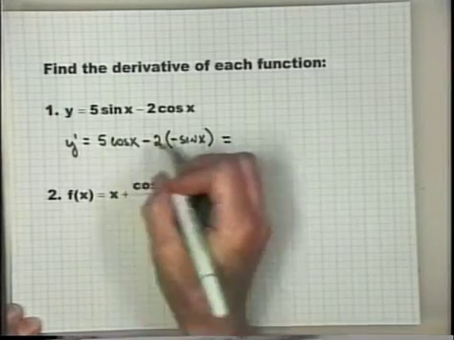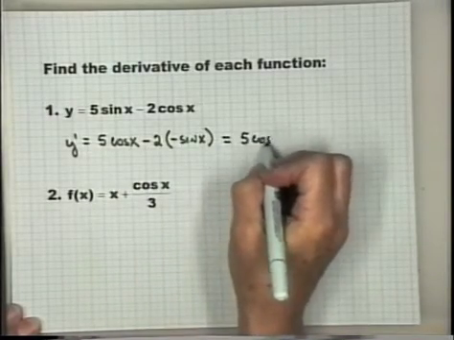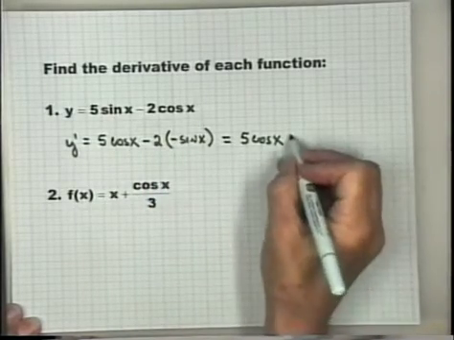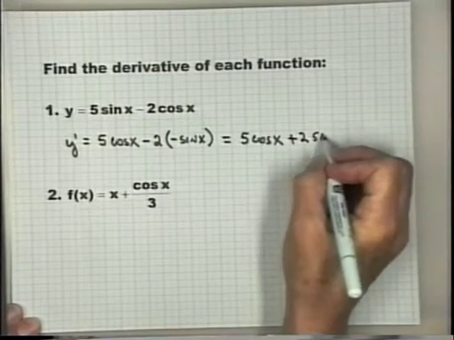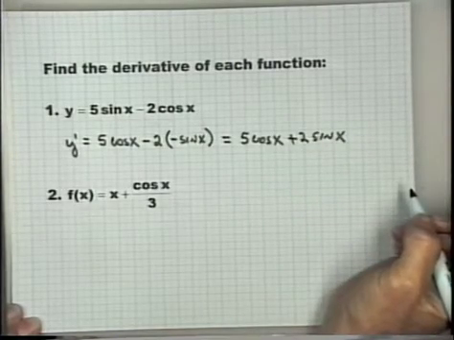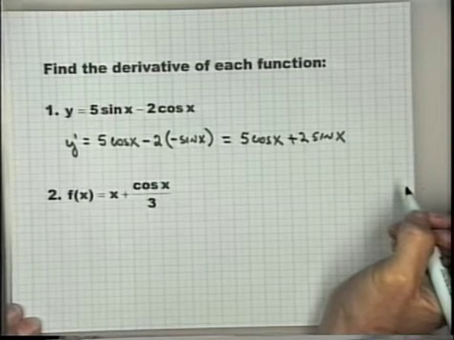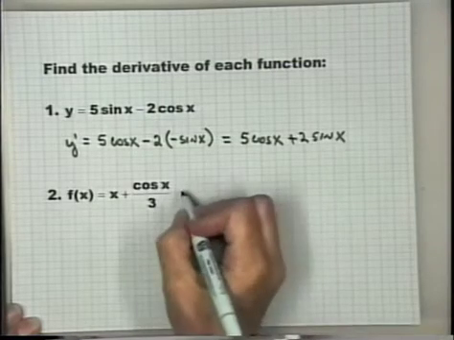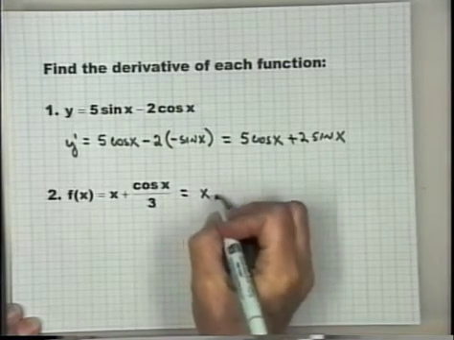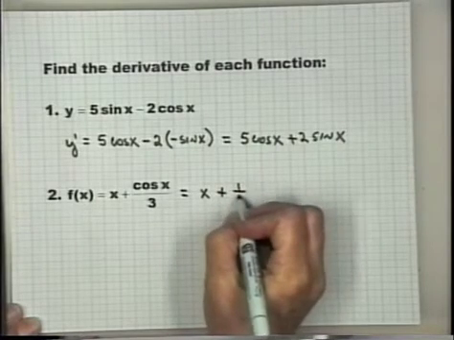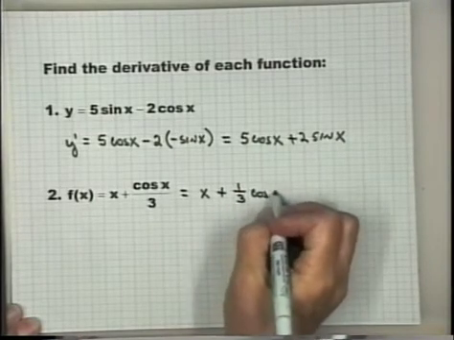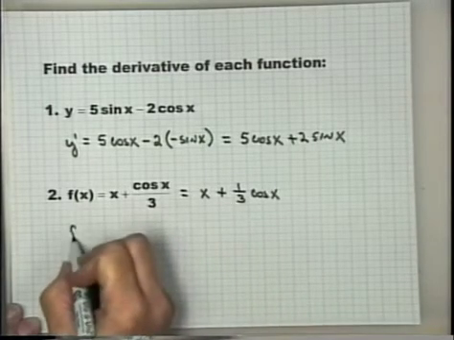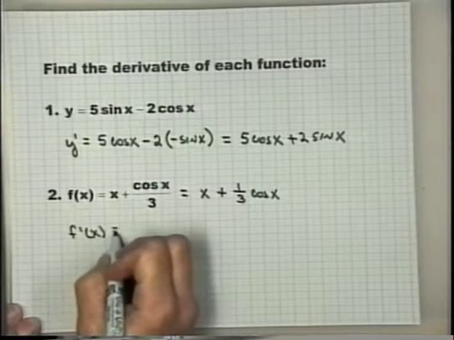We're going to simplify our answer. We have 5 times the cosine of x, and minus 2 times negative 1 sine x gives a positive 2 times the sine of x. Okay? F of x equals x plus the cosine of x divided by 3. Before we find the derivative, let me rewrite this just slightly. This is the same thing as saying 1/3 times the cosine of x, isn't it? Do you see that? So having rewritten the function in that form, then we can get the derivative.